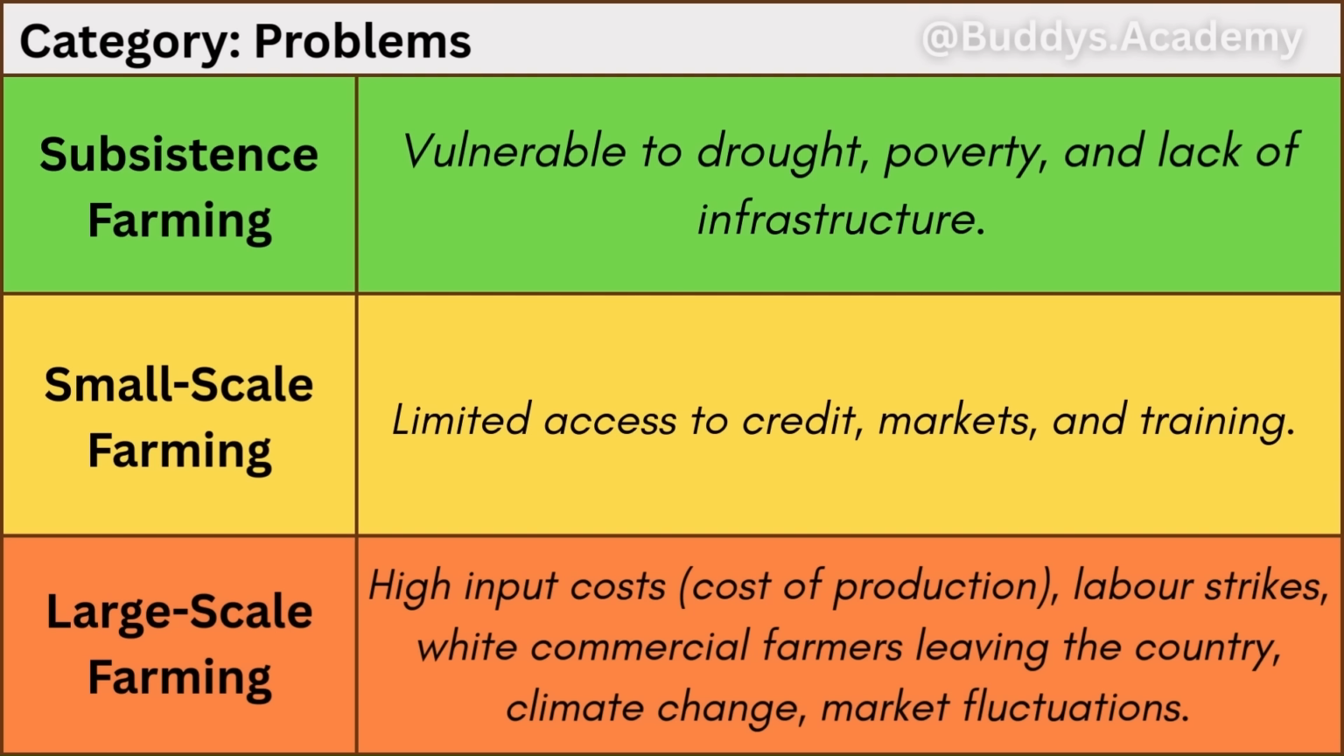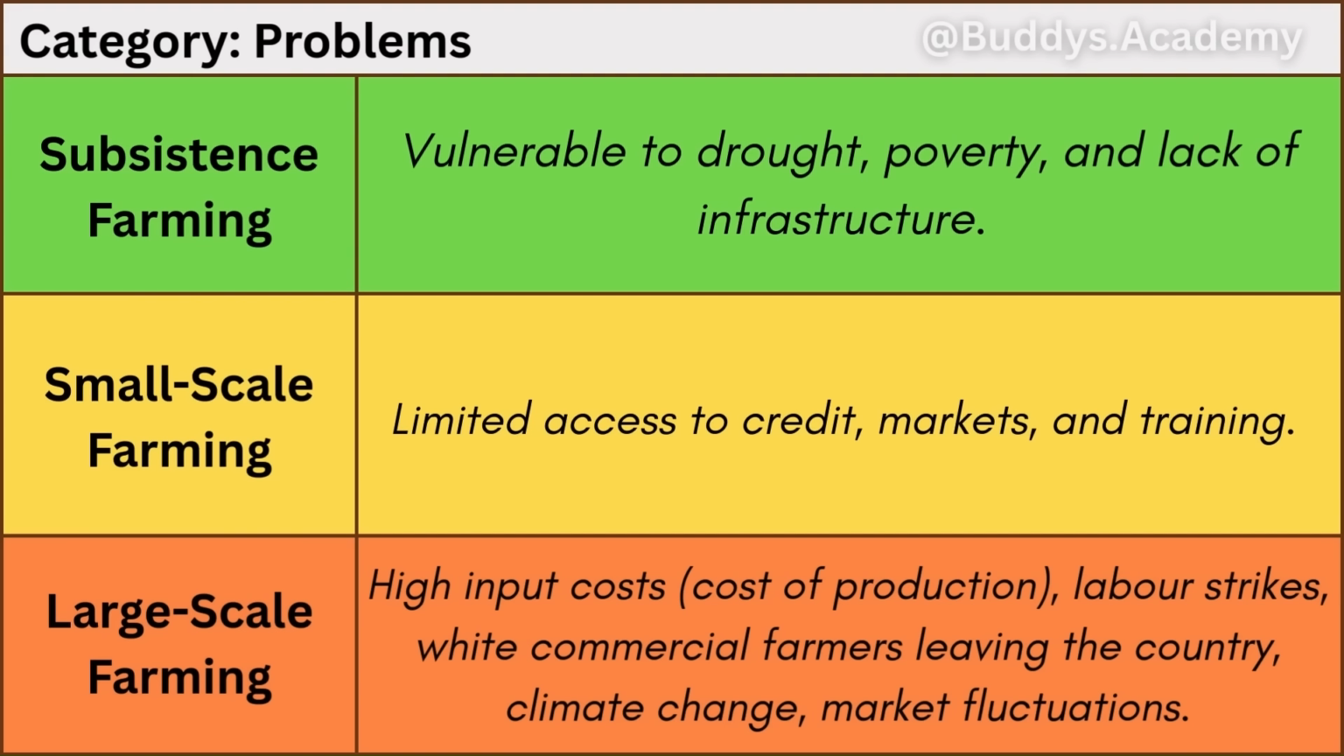Now, in terms of your small scale farming, you're going to have limited access to credit, markets, and training. Remember, again, this is going to be farming that's done by your family members. You're not going to have so much access to training, and you're not going to be having access to these international markets. So that means that your small scale farmers will have poor infrastructure, right? They will have problems getting finance.